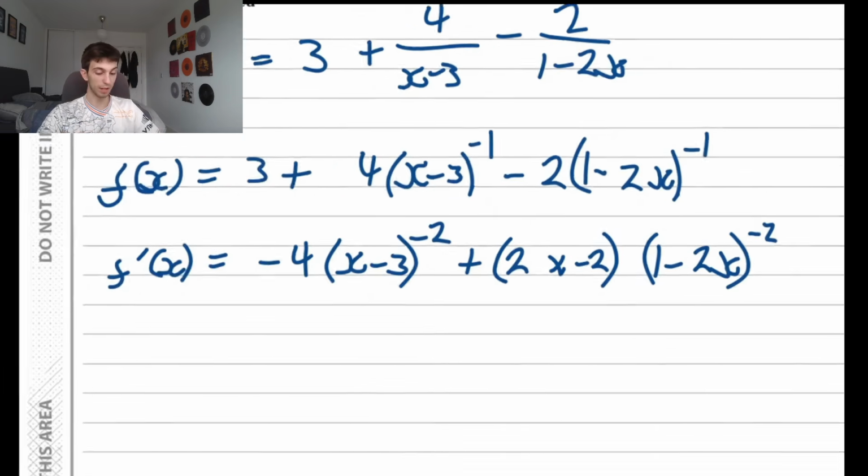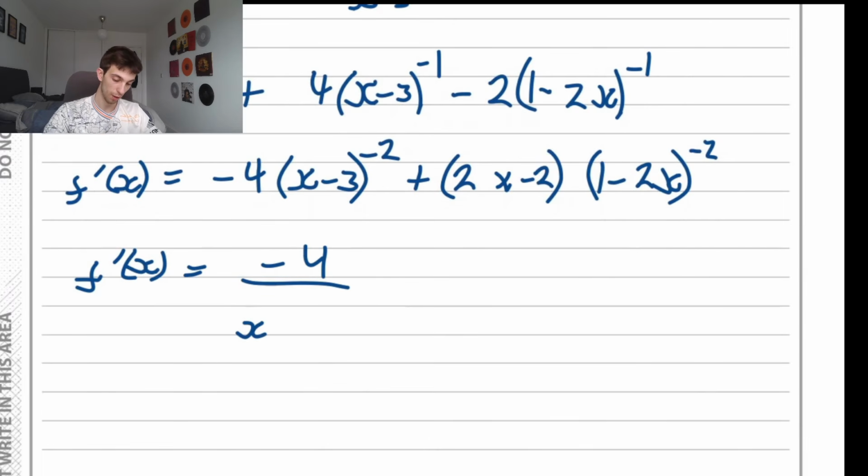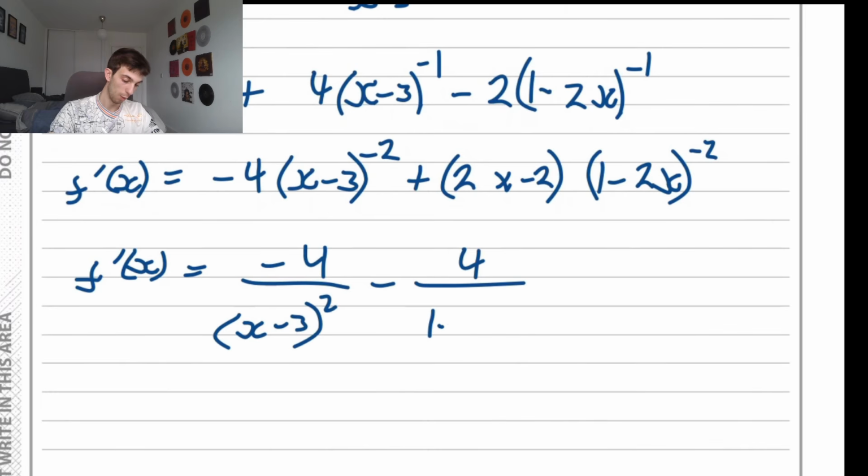So let's just rewrite this and make it look a little bit nicer. We have that f dash x equals minus 4 over, because it's to the power of minus 2, it's the same as writing over x minus 3 squared. Then 2 times minus 2, so that's minus 4 over 1 minus 2x, also squared.